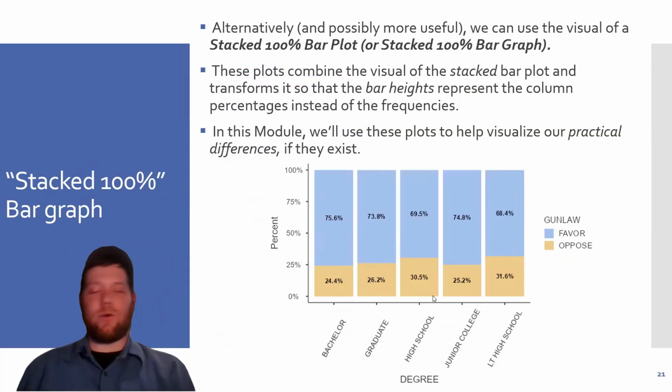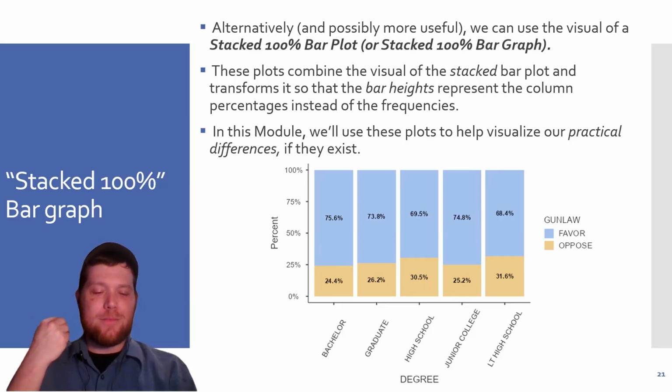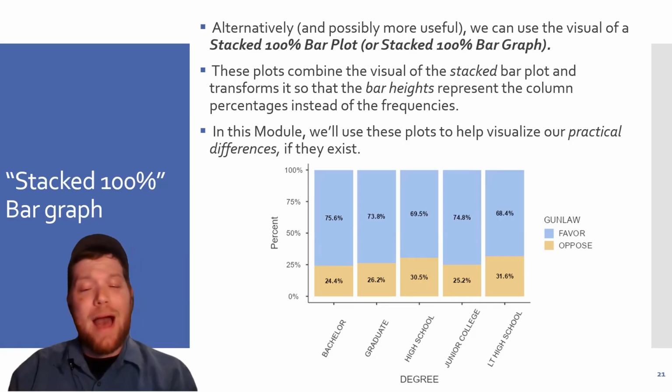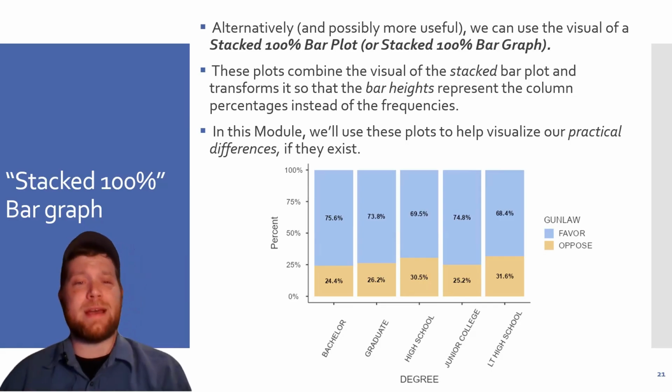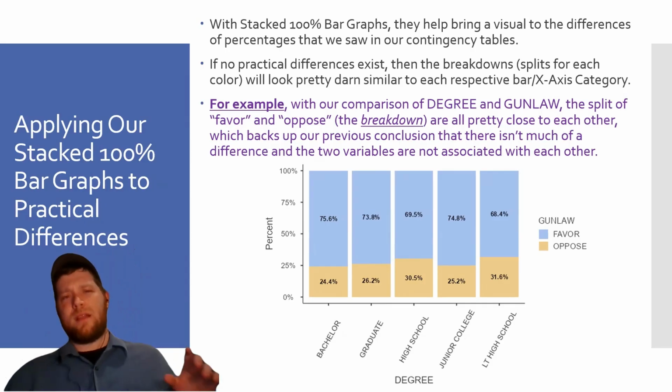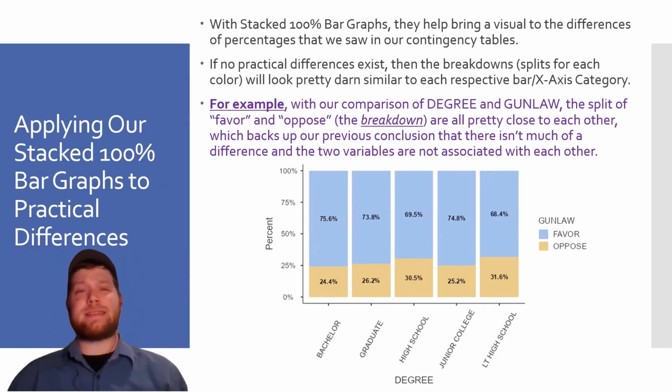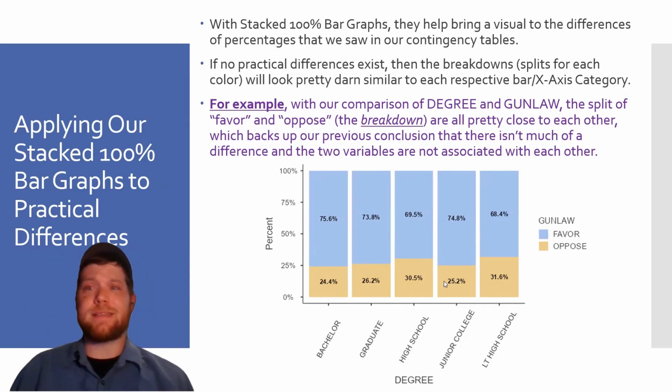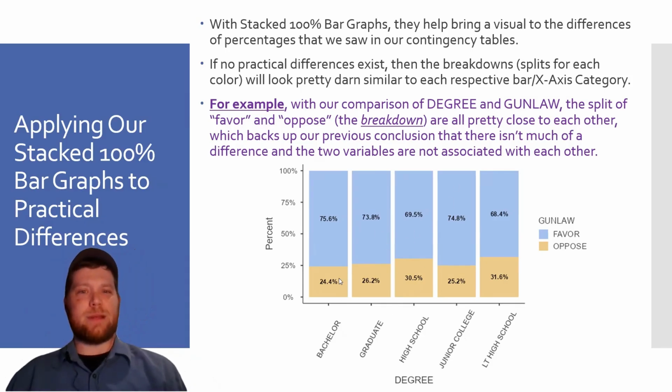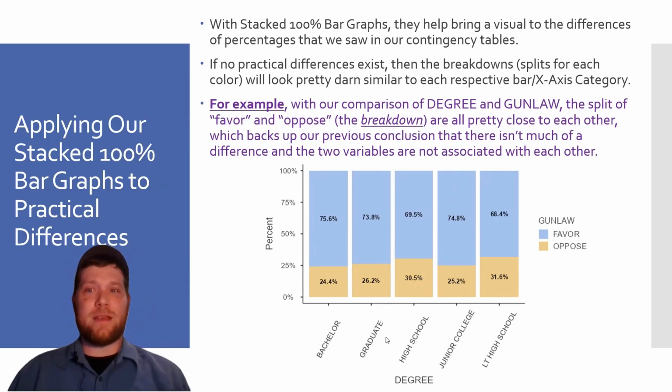And as I told you all before, pictures are worth 1,000 words. A visual may often help make a better breakdown and evaluation of these practical differences, and help others see things immediately without having to read that table. If no practical differences, or very little practical differences exist, these breakdowns, basically the splits in the color, will look pretty darn similar to each other, respective of each of the x-axis categories.